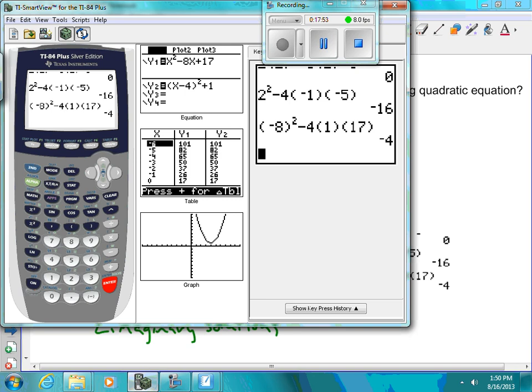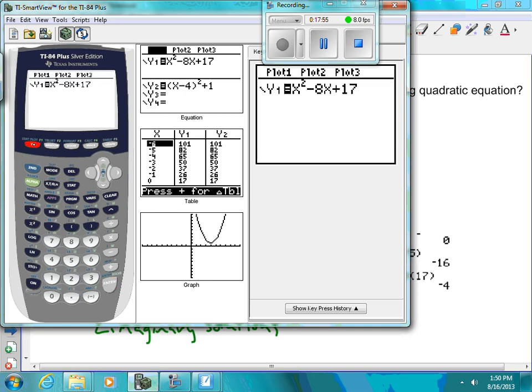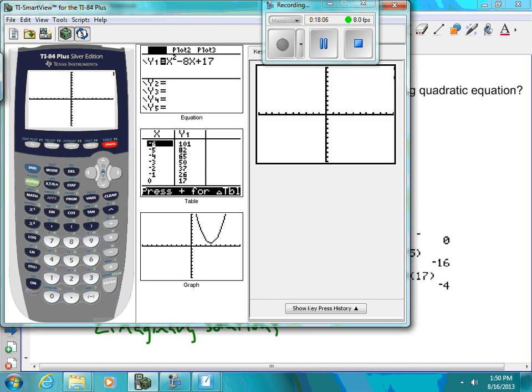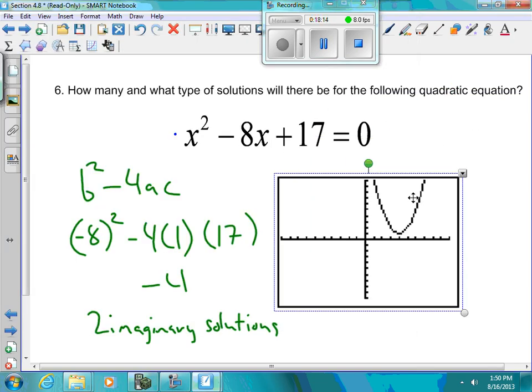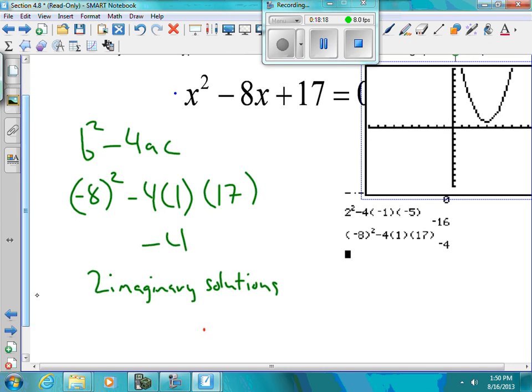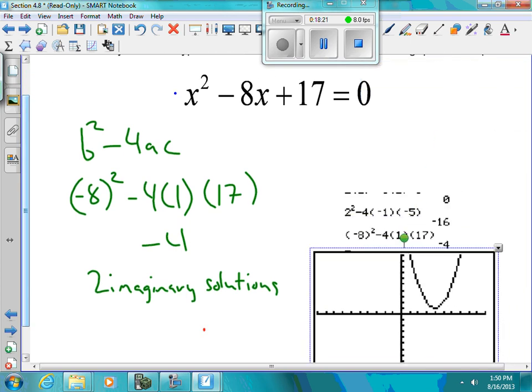So if we graph this real fast, we'll graph this one. Y equals x squared minus 8x plus 17. Well, that one's already in there. How convenient is that? We already looked at that one. Let's graph it. Does it touch the x-axis? It does not. So there's proof in the picture. There's 2 ways to look at it. You graph it.